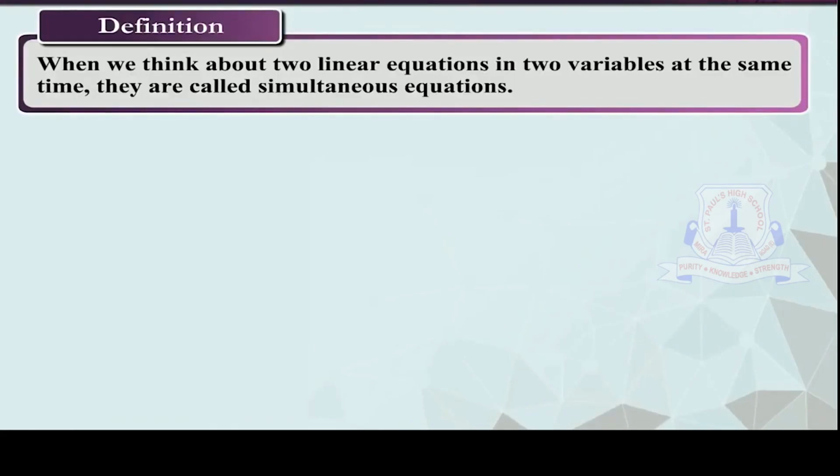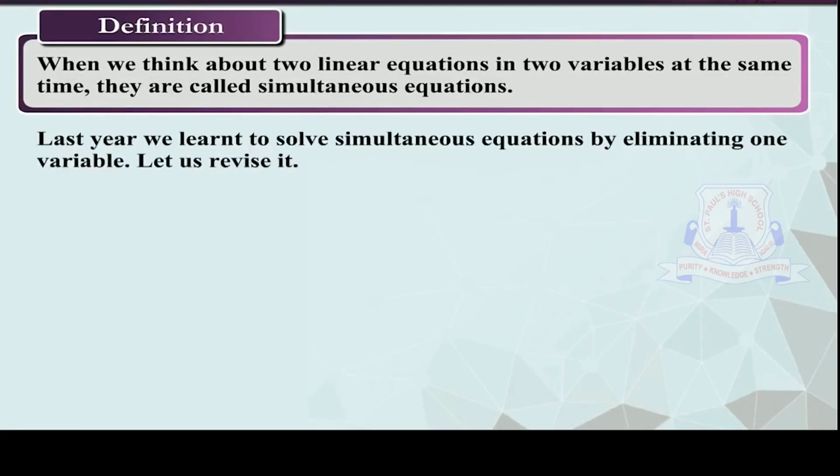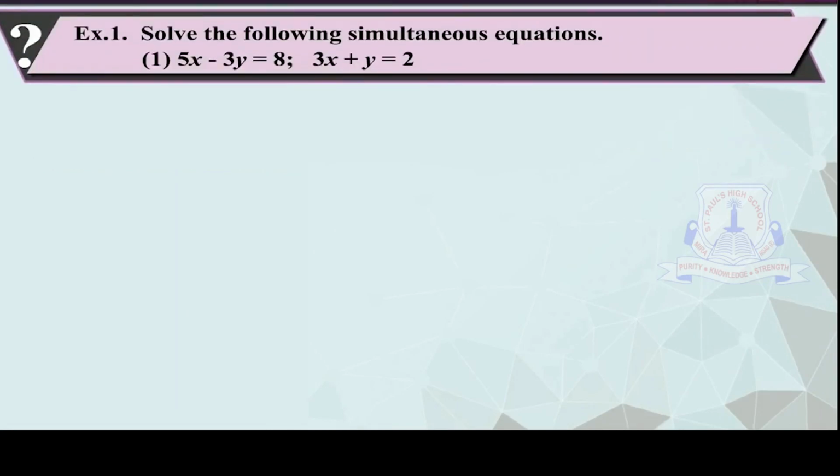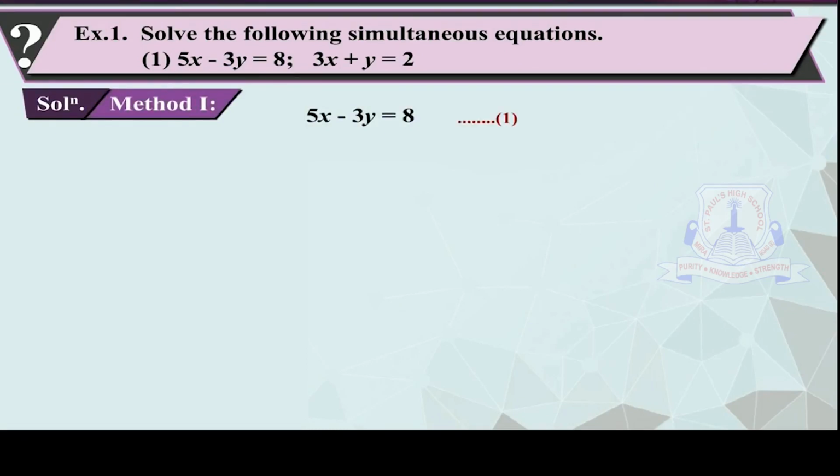Simultaneous linear equations. When we think about two linear equations in two variables at the same time, they are called simultaneous equations. Last year we learned to solve simultaneous equations by eliminating one variable. Let us revise it. First, example: 5x minus 3y equal to 8, 3x plus y equal to 2. Method 1. 5x minus 3y equal to 8 is equation 1. 3x plus y equal to 2 is equation 2.